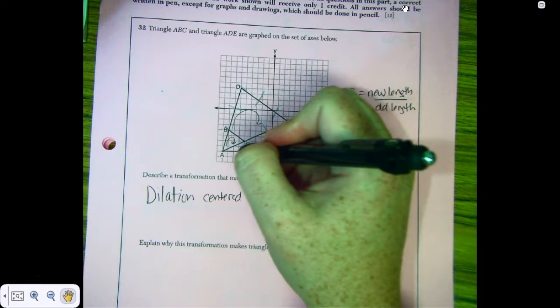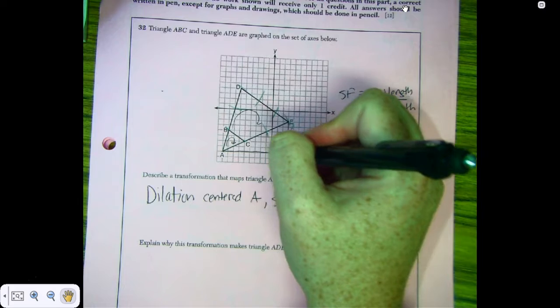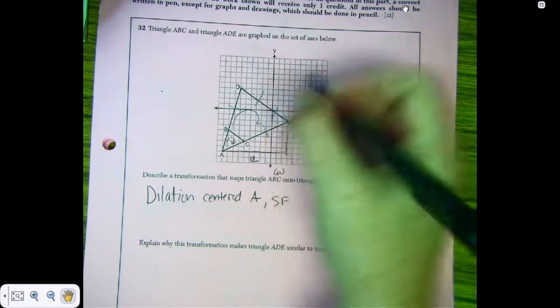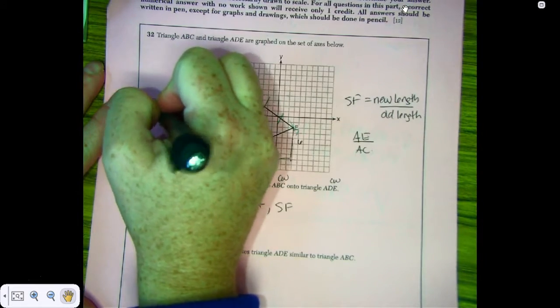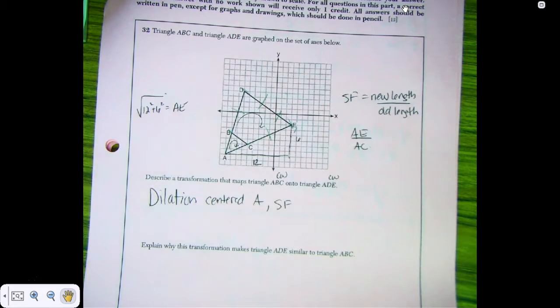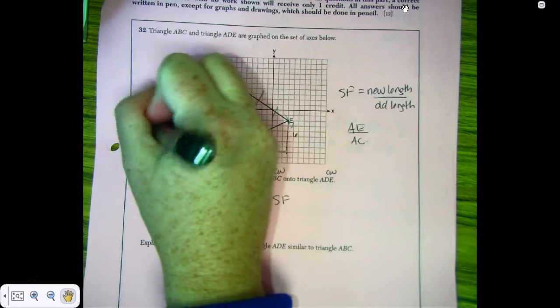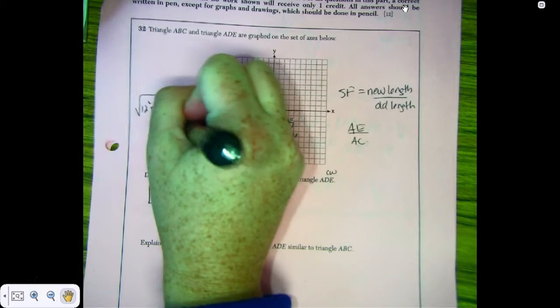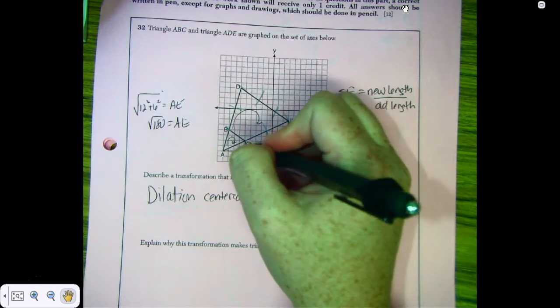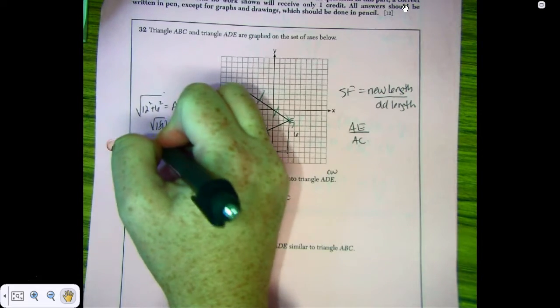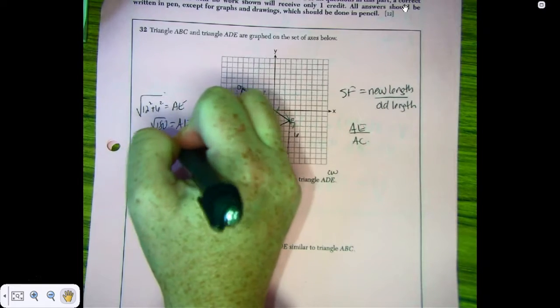So this is 1, 2, 3, 4, 5, 6, 7, 8, 9, 10, 11, 12. This is 1, 2, 3, 4, 5, 6. So that would be the square root of 12 squared plus 6 squared to get to AE, which would be the square root of 180. And if I do A to C, 1, 2, 3, 4, 1, 2, that's 4 squared and 2 squared, that's the square root of 20.